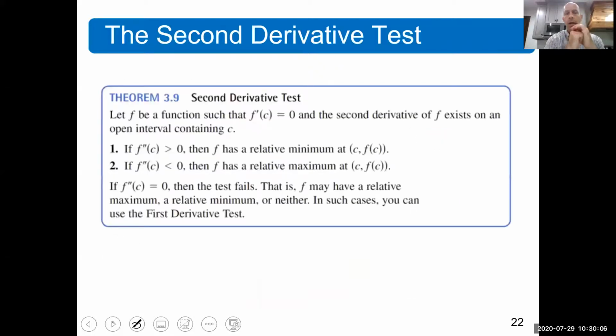Okay. Last thing, second derivative test. So if you've hung on this long, I appreciate it. So this video is a little long, I know, but we're going to finish it out. So the second derivative test is a little bit different than the first derivative.